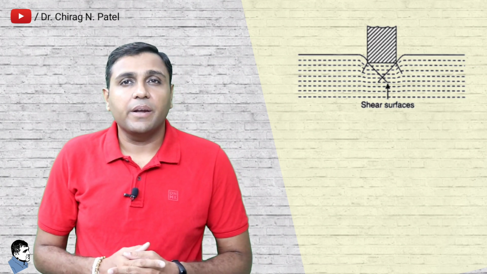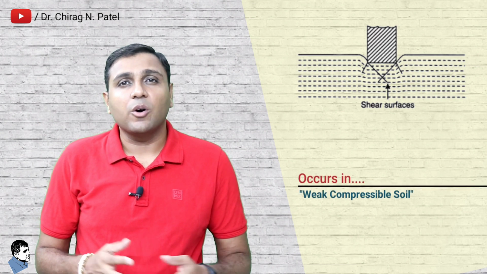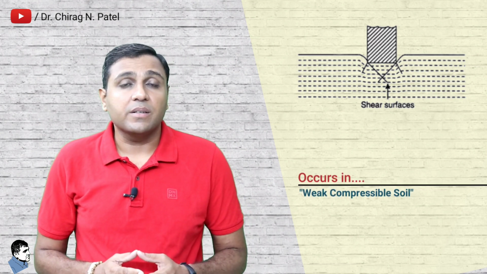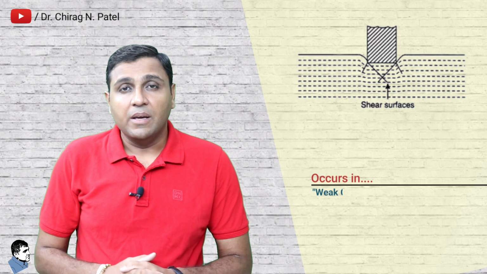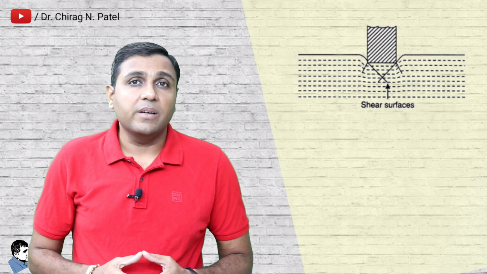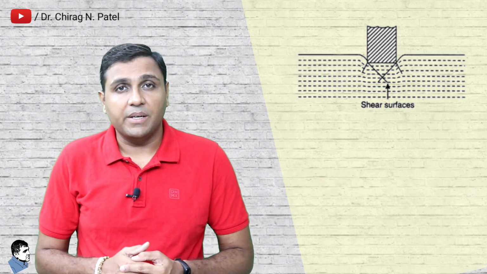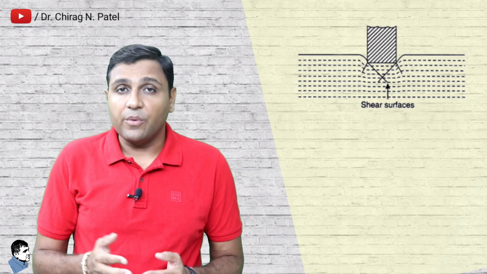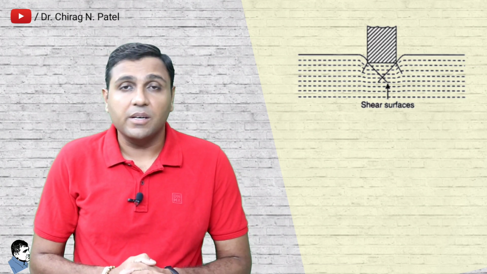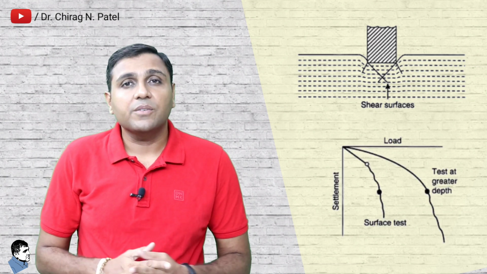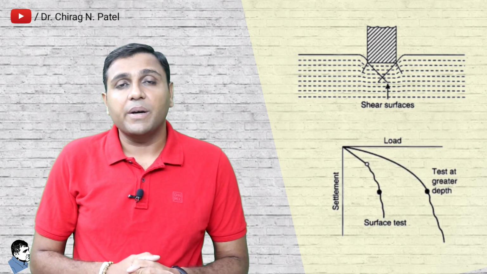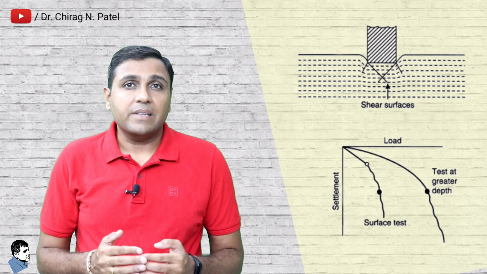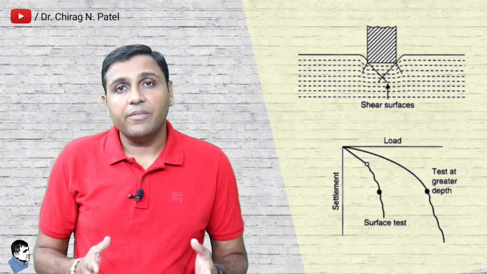Punching shear failure takes place in weak compressible soils with considerable vertical settlement, meaning it occurs in a soil of very high compressibility. It also occurs in soil of low compressibility if the foundation is located at considerable depth. After the first yield, the load settlement curve will stiffen slightly but remain fairly flat.